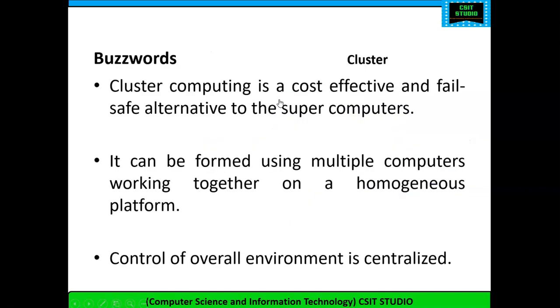The first term in this computing series is cluster computing, and this is a cost effective and failure safe alternative to supercomputers. Cost effective because they are quite cheaper, and fail safe because they are multiple. If some of them fail, others may continue their part, so the computing will not stop. But the supercomputer is a single computer; if it fails, your computing will fail.